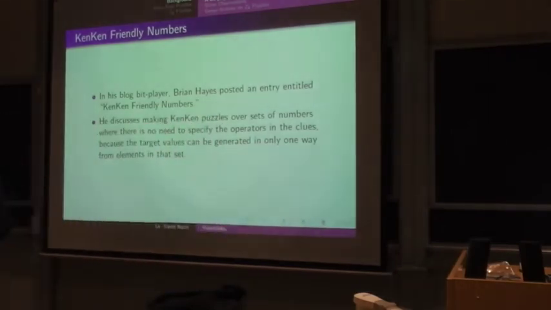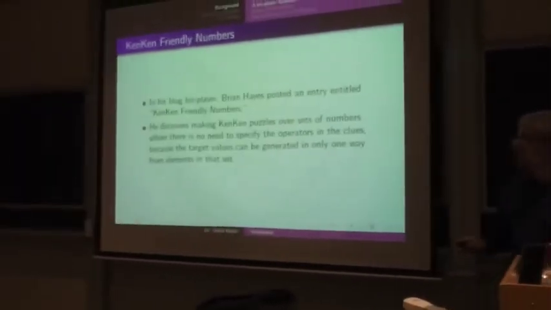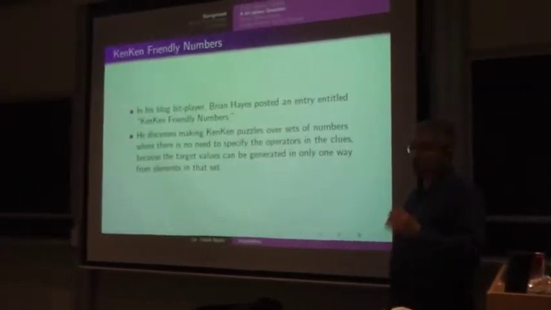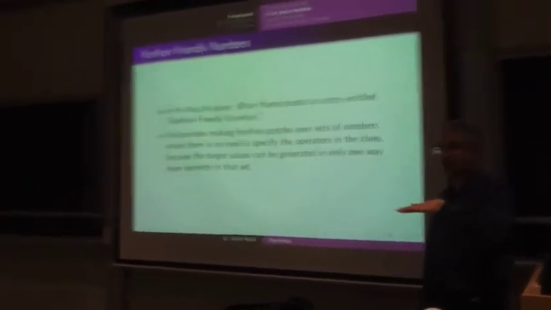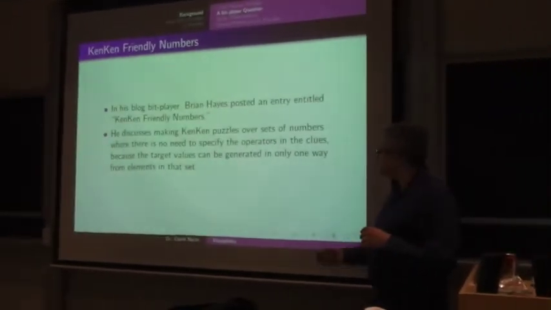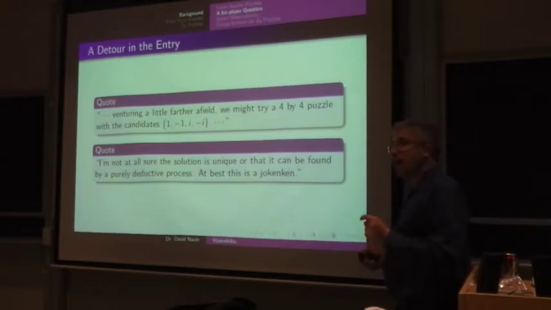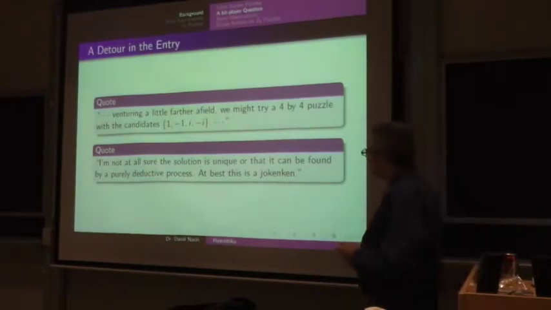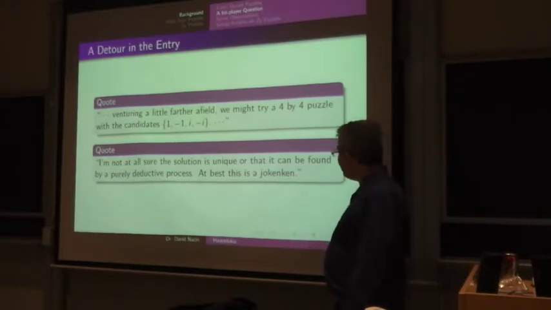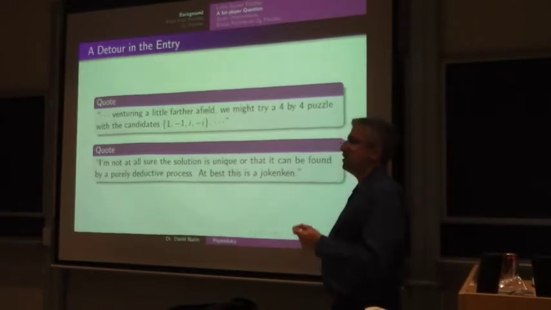These are collections of numbers so that the operation is fixed. Basically, the operation is automatic once you know what the target is. That is, given the underlying set, there's only one possibility for the operation in each of the cages. Now, I'm not interested in talking about that at all today, though it's a nice article. I was interested in this side note where he said, venturing a little farther afield, we might try a 4x4 puzzle with the candidates 1, minus 1, i, and minus i. And then he went on to say, I'm not at all sure the solution is unique or that it can be found by a purely deductive process. At best, this is a Joe-Ken-Ken.